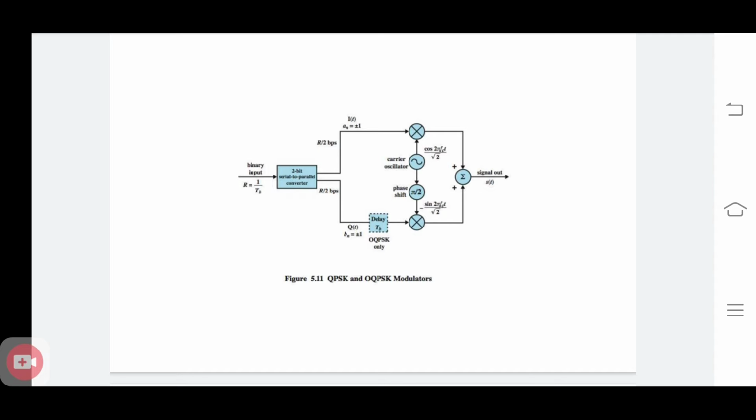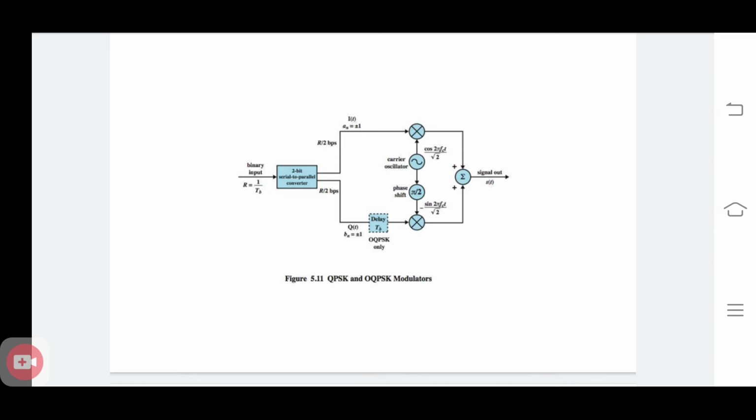The first signal is modulated by using a carrier oscillator, then it is phase shifted. The second part is not modulated; that is, orthogonal QPSK only happens there. At last they are added together. The first half and the second half are added together, and the signal goes out. This is what is done in this figure.